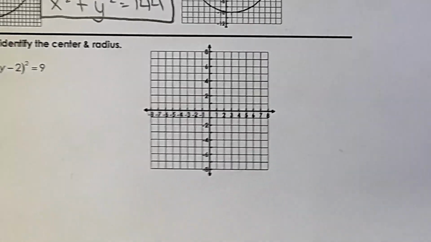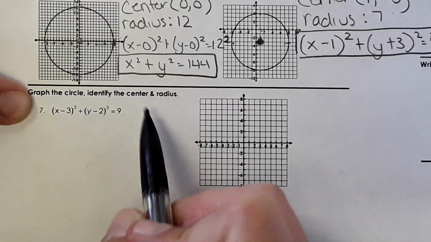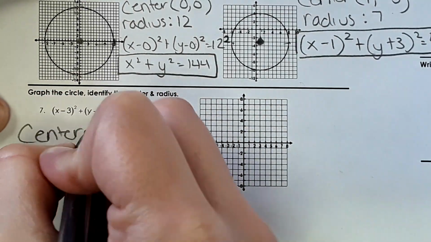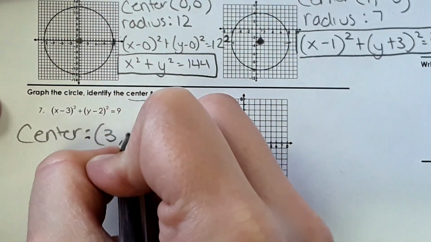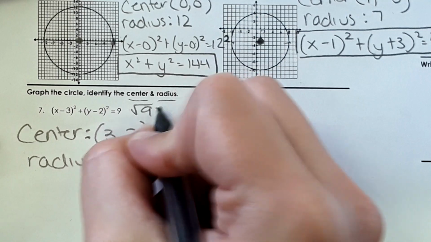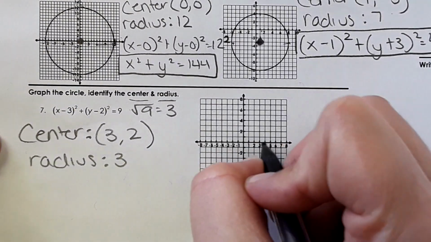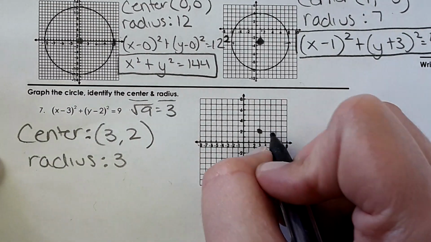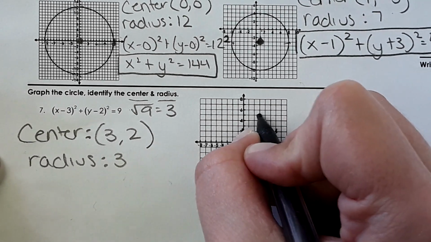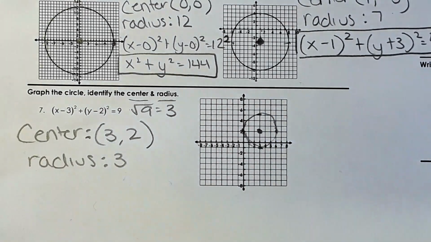Okay, next it says graph the circle, identify the center and the radius. So they give us an equation. Actually, before we can graph it, we'd have to identify the center and the radius. So the center here, based on the equation, would be positive 3, 2. And then the radius would be the square root of 9, which is 3. So the radius is 3. And then we can graph it. There's our circle.